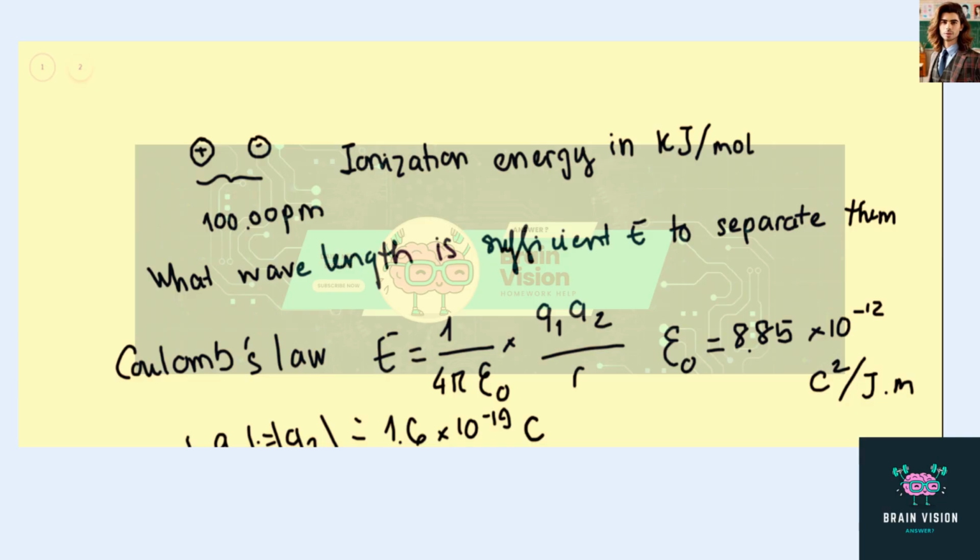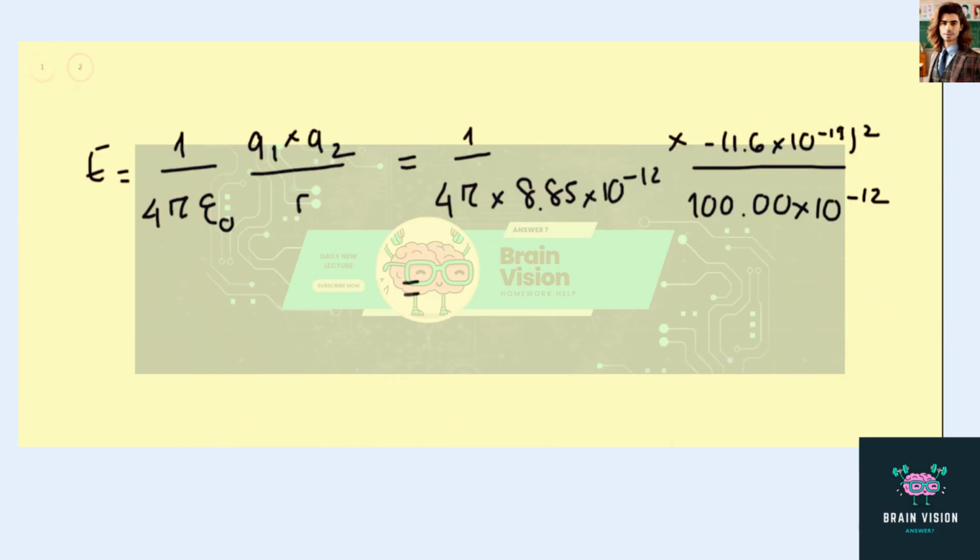In this case, we have epsilon 0 equal to 8.85 times 10 to the minus 12. Q1 and Q2 will have the same absolute value because they are a proton and an electron, and the value will be 1.6 times 10 to the minus 19 coulomb. So put all of this information in here.